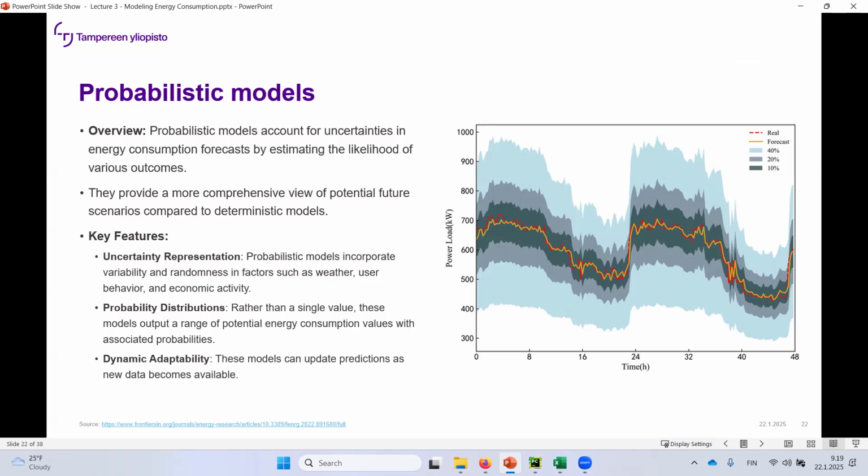They can update predictions as new data becomes available. And this is an important factor. So whenever you have more data, then you can incorporate that into your model training. So what more values are available? If something changes in the systems, then we're going to change the training sequence to that new data.